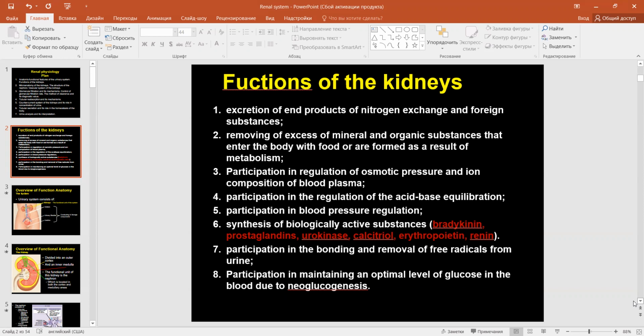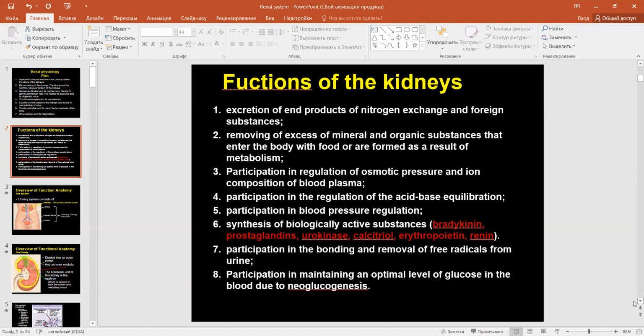Next, maintaining the proper osmolarity of body fluids, primarily through regulating water balance. This function is important to prevent osmotic fluxes into or out of the cells, which could lead to detrimental swelling or shrinking of the cells, respectively.